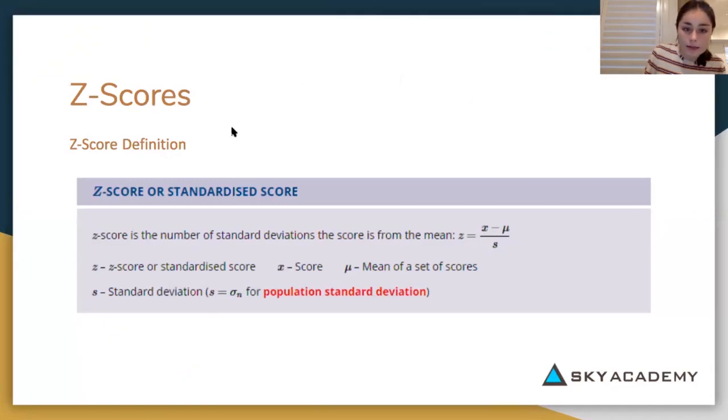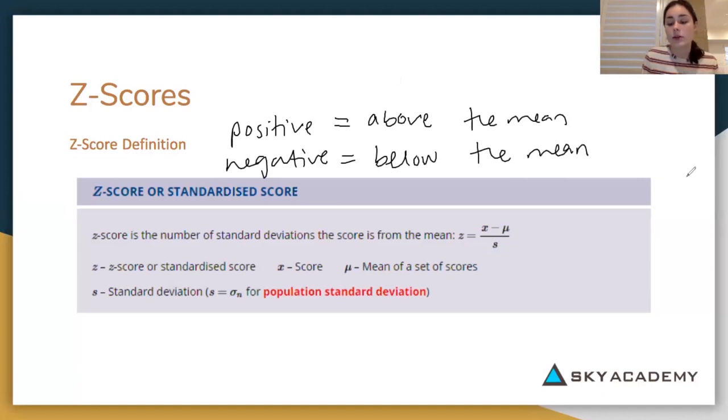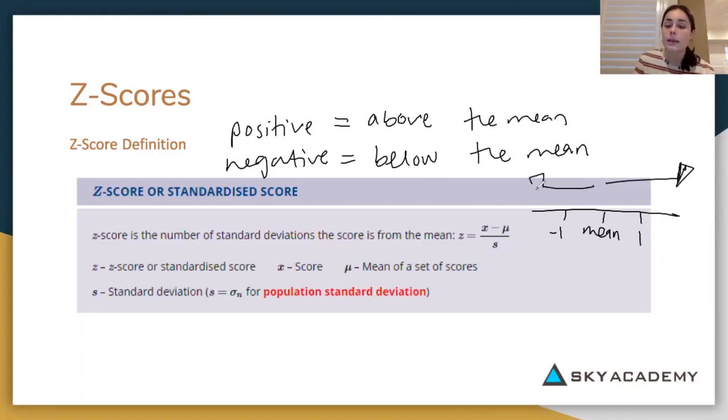If our Z-score is positive, it is above the mean. And if it's negative, it is below the mean. If you remember when we were drawing our bell curves, we'd have the mean and we would do one standard deviation above and one standard deviation below. So that's where we get the positive and the negative from. If it's a positive number, it is above the mean going that way. And if it's a negative number, it's below the mean going the other way.